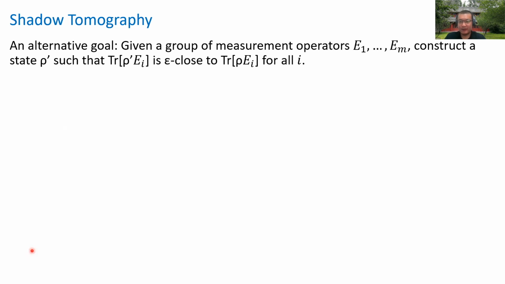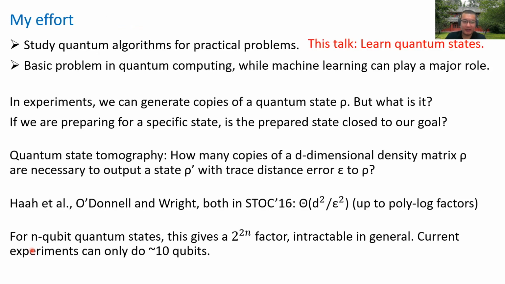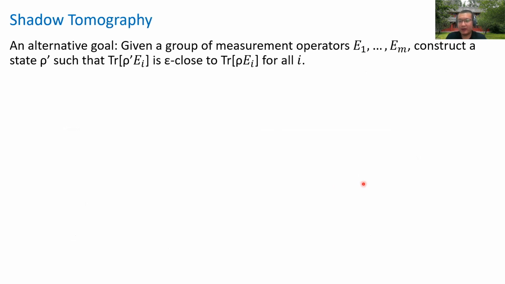For this problem, we make a relaxation such that we don't need to prepare a state rho prime that is really close, for instance, within trace error epsilon of the original state. Instead, we have a group of measurement operators, E1 to EM, and we are happy enough if we can prepare a state rho prime such that the trace of rho prime times the measurement operator Ei, for all the i's, is epsilon close to the true value, the trace of rho times Ei.